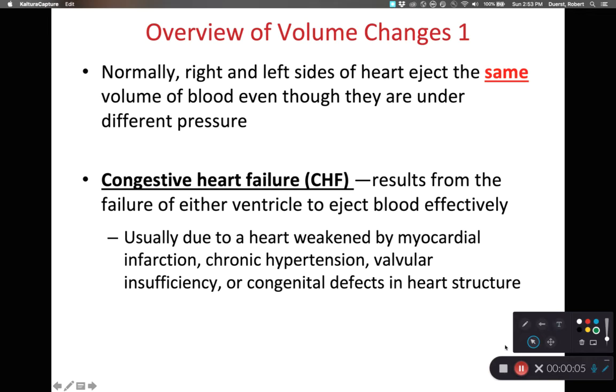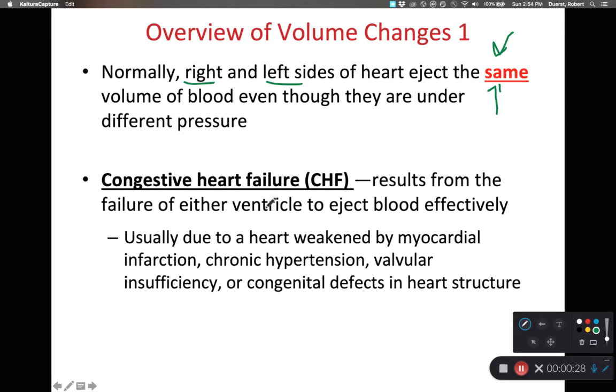Hey class, in this recording we're going to focus on volume changes of the heart. As we're looking at the heart, typically in an ideal situation, the right side and the left side of the heart are always going to be ejecting the same volume of blood, even though the pressures are very different when we compare the right ventricle to the left ventricle.